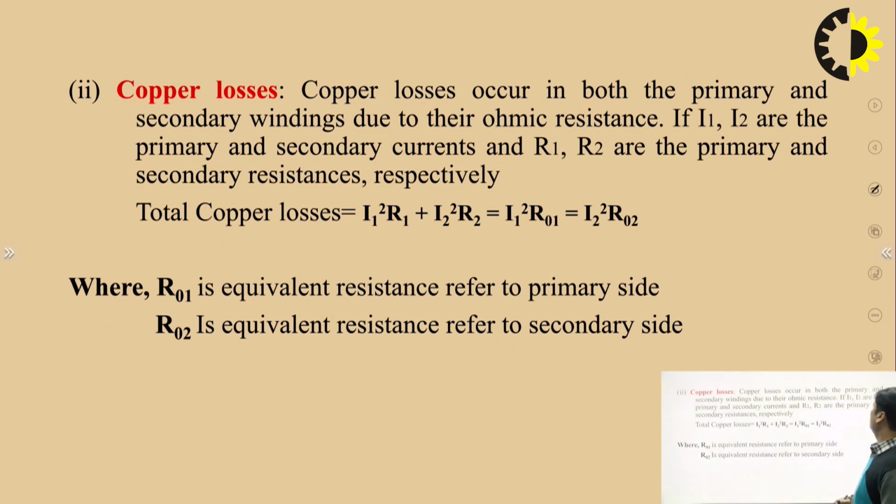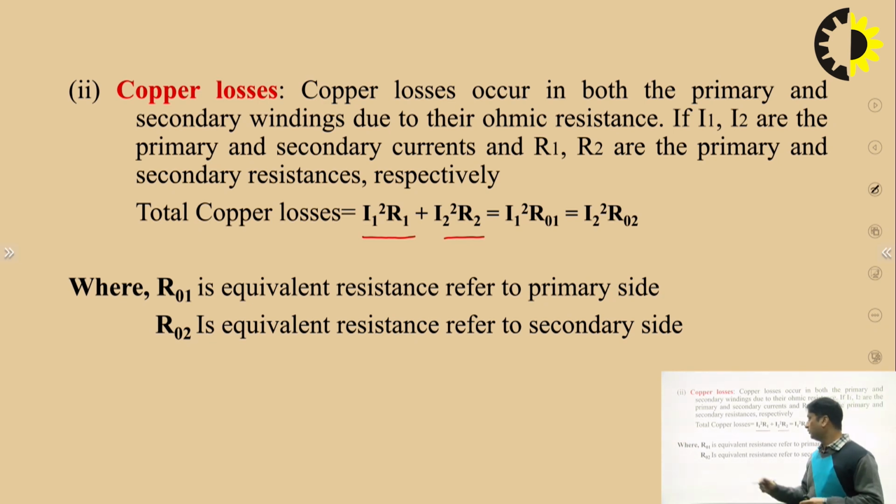Copper losses occur in both windings, since the transformer has two windings, the primary winding and the secondary winding, and both have resistances in an actual transformer. So R1 and R2 are the primary and the secondary resistance respectively. Hence, the copper losses are also known as I square R losses or ohmic losses. The total copper losses are given by I1 square R1 plus I2 square R2, or you can also write it as I1 square R01 and I2 square R02.